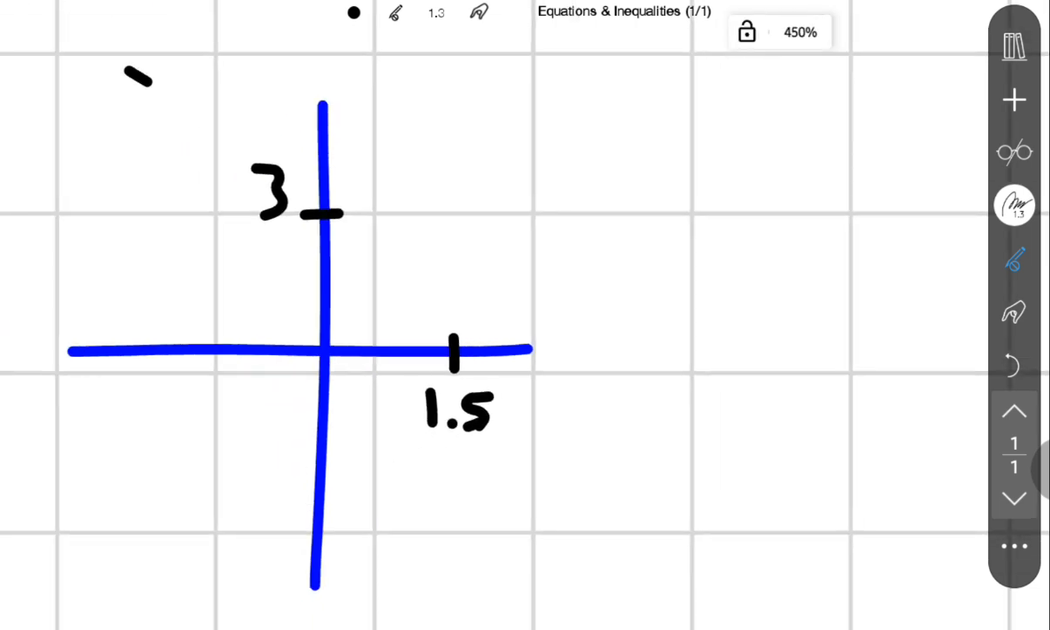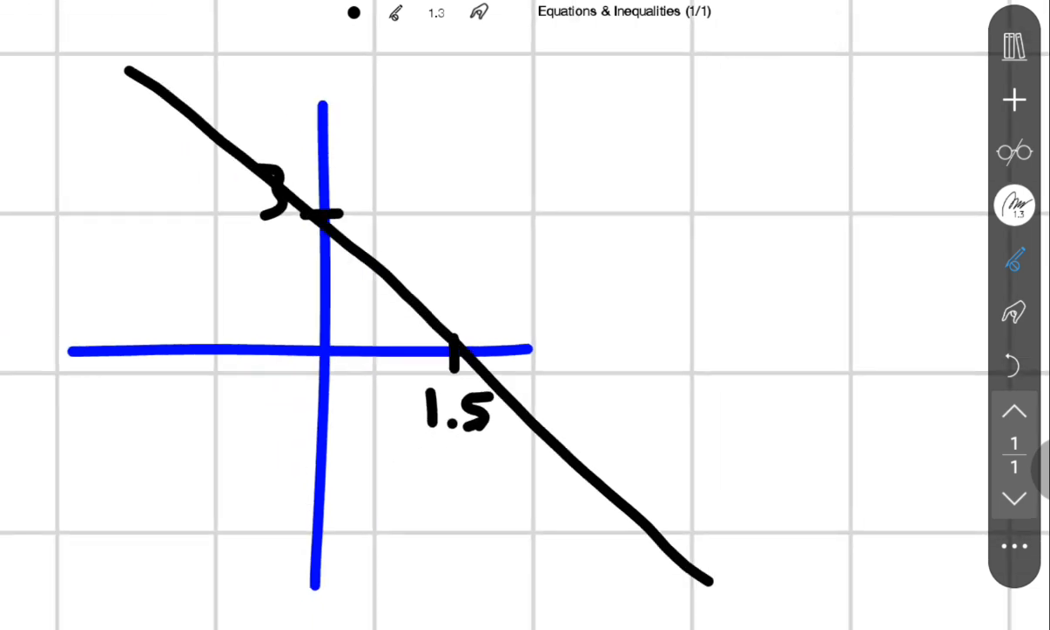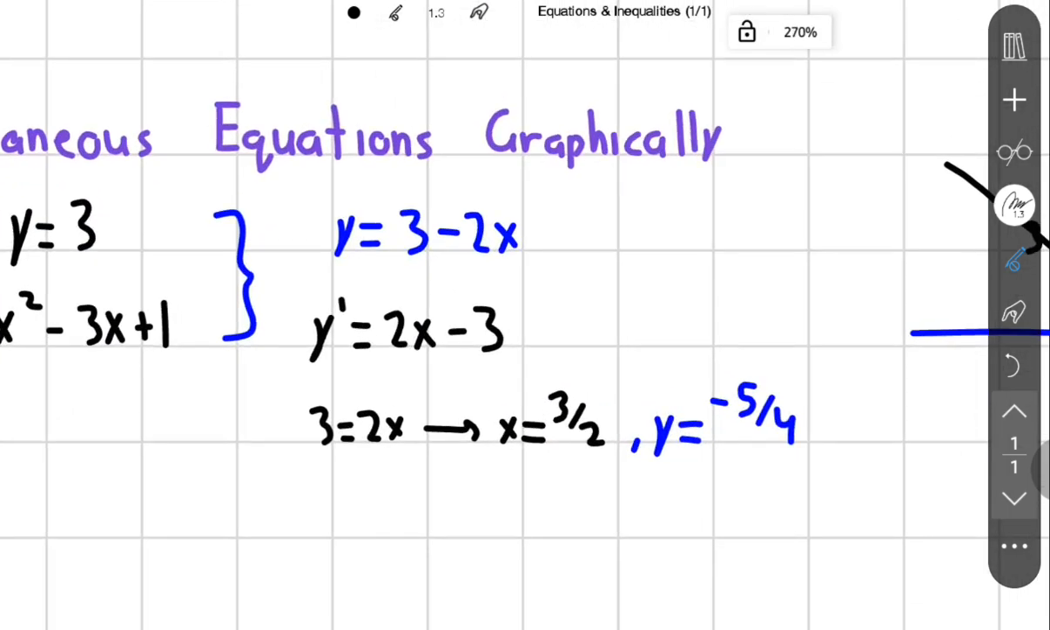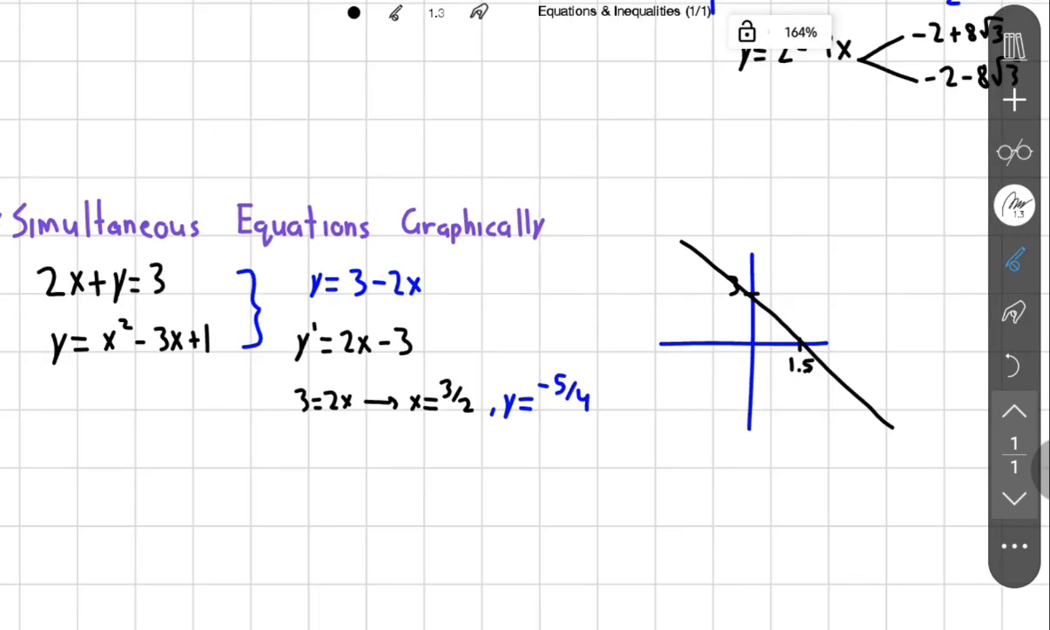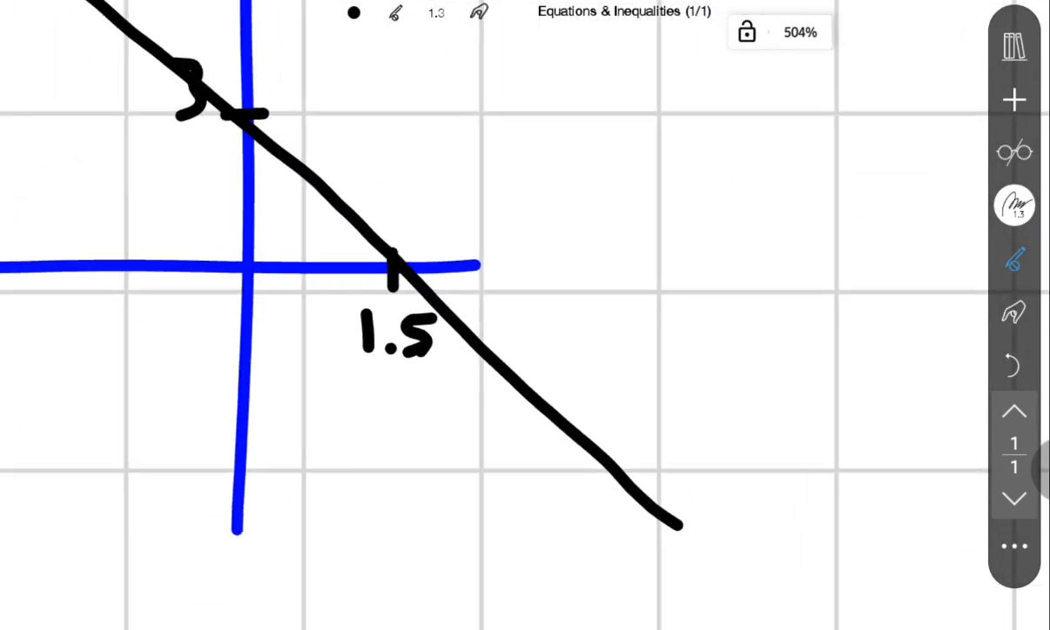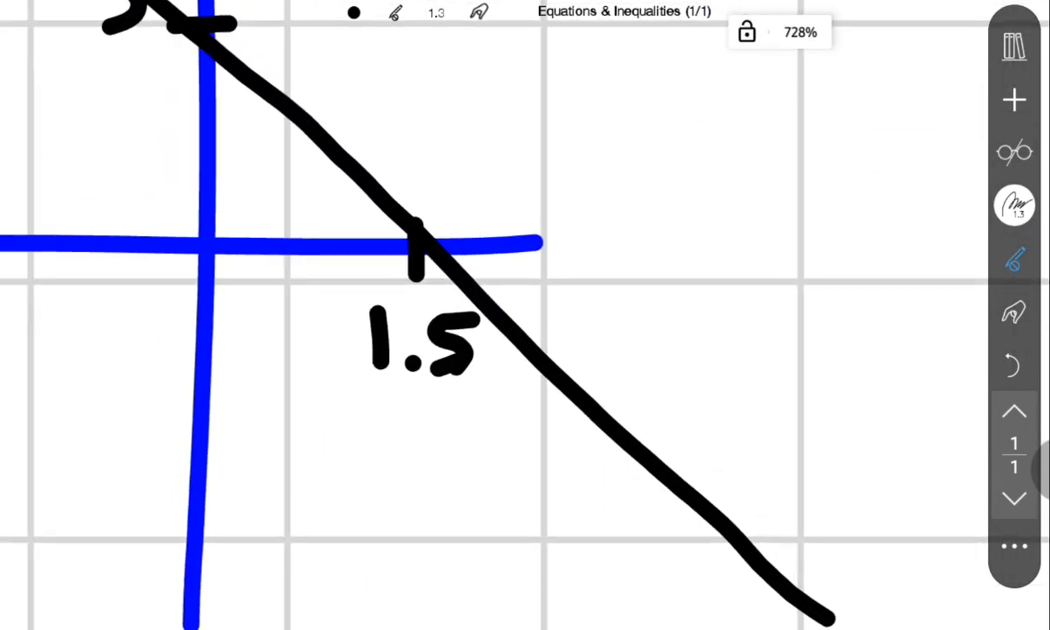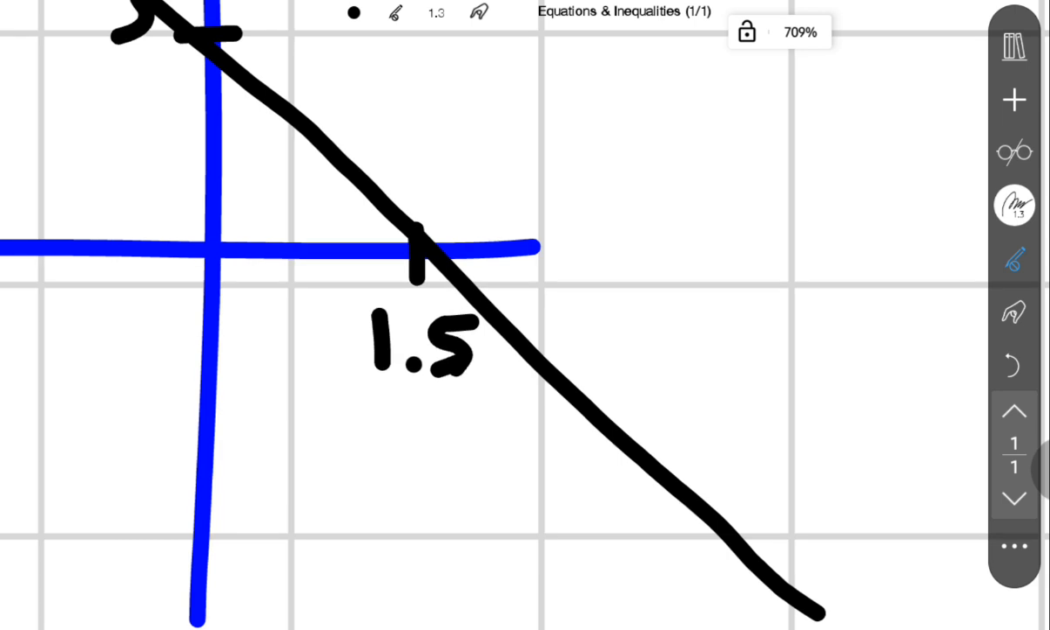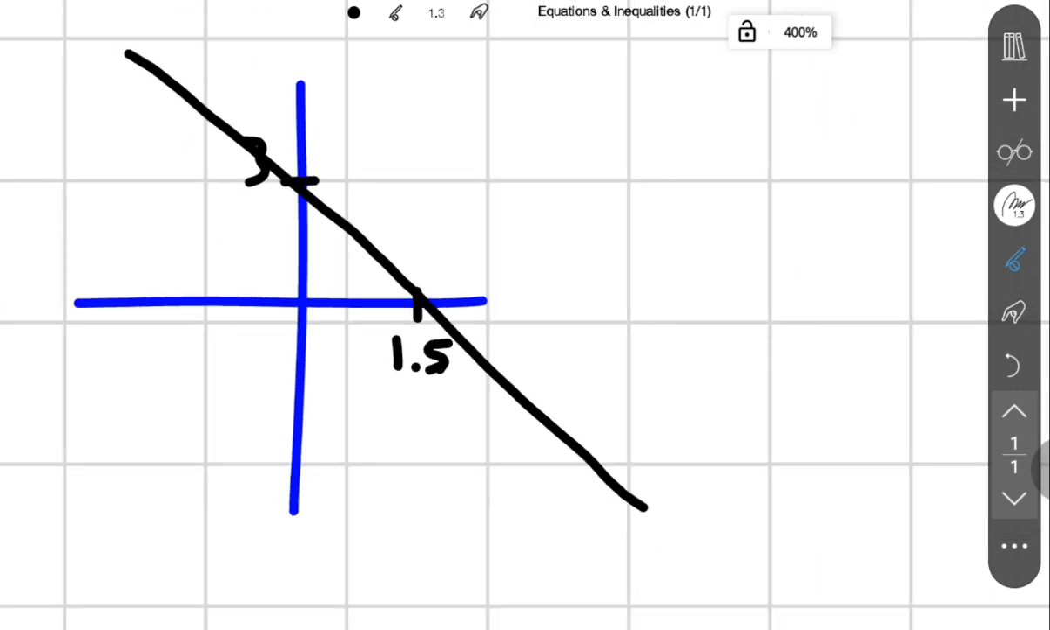And let's just graph it and kind of extend it downwards like that. And now let's graph the quadratic equation, and we already got the turning point. It's 3 over 2 and negative 5 over 4. So it will just be right below 1.5 by negative 5 over 4. I'm not going to be able to graph that exactly, so let's say it will just be somewhere here and here.